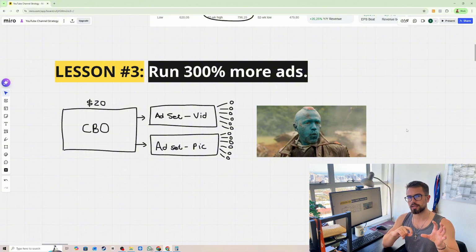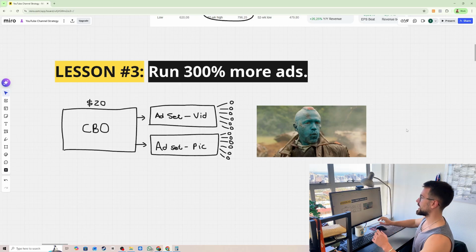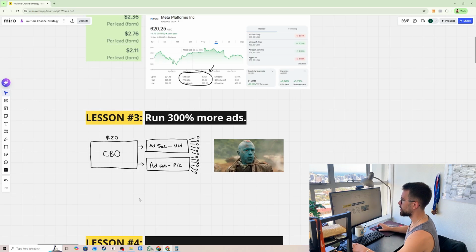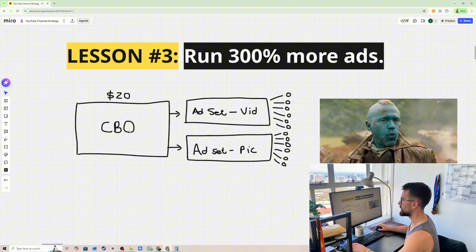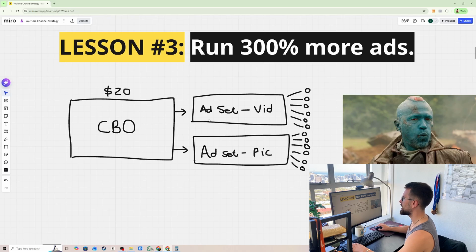Because when you have 12 ads, it's kind of like having 12 rounds of ammunition, whereas having 50 ads is like having 50 bullets. And I'm really going to nail this point home so that you make more ads and you get better results, because that's what I want for you. So let's look at this analogy, right? So if you have a CBO, which is what we learned from lesson 1, so that's campaign budget, even at $20 per day, and you have one ad set that has all your videos in it, and you've got an ad set that has all your images in it.